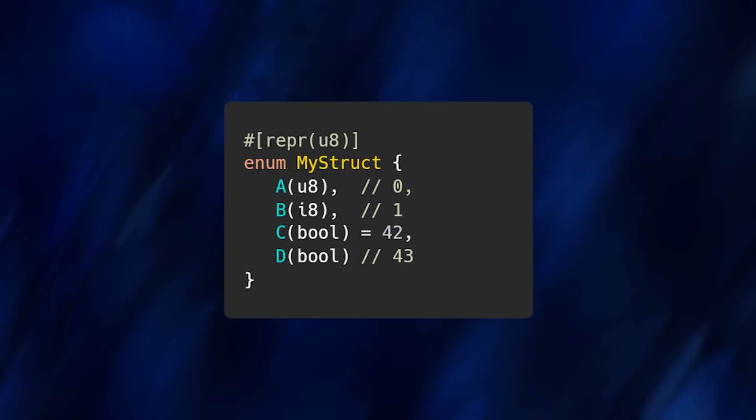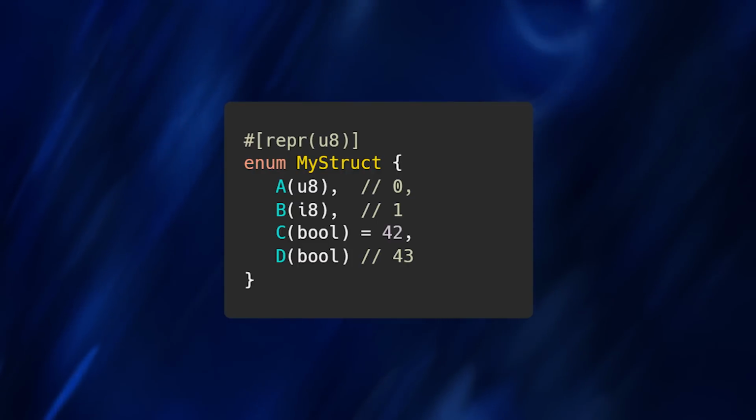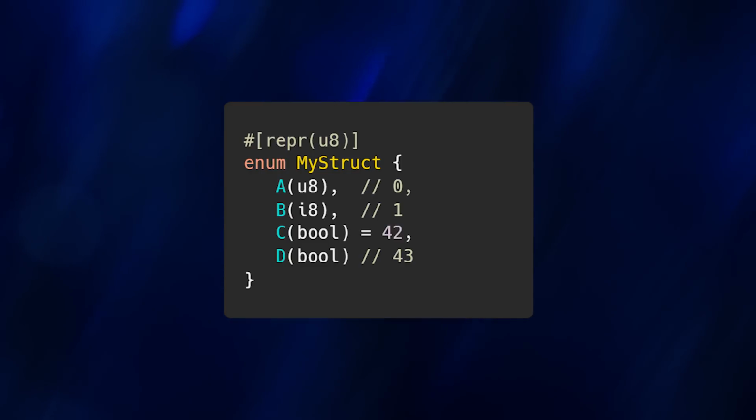In the previous release, we could only set explicit discriminants if none of the enum variants had fields, but in this release, explicit discriminants can be set on variants even if they have fields.